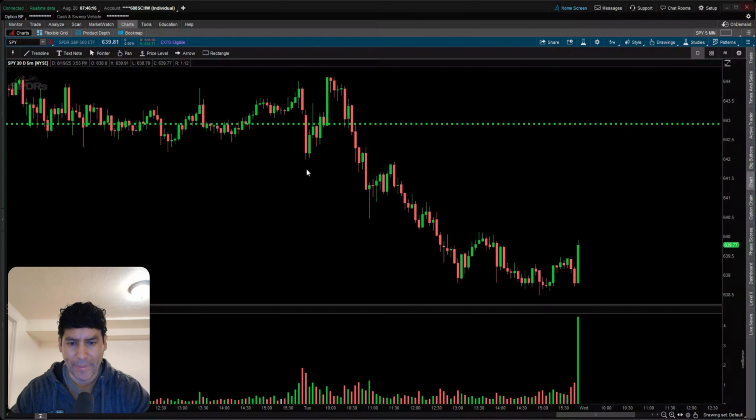How to trade bearish engulfing below the resistance level. The price opened right here with this solid red candle. From here the price goes up.